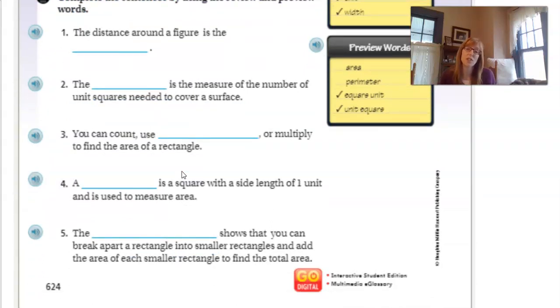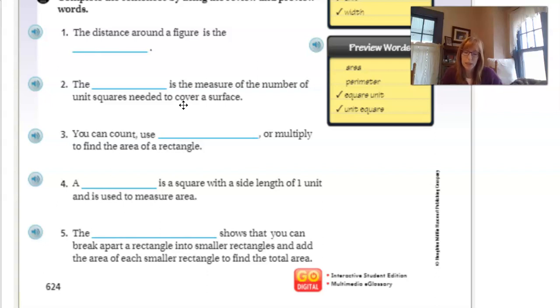Going down below, complete the sentences using the review words. So the distance around a figure is called the perimeter. The area is the measure of the number of square units needed to cover a surface, and we've talked about an area rug. We've talked about perimeter is the distance around, and we're really going to get involved in these. I know we've talked about them a little bit, but we're really going to get involved.